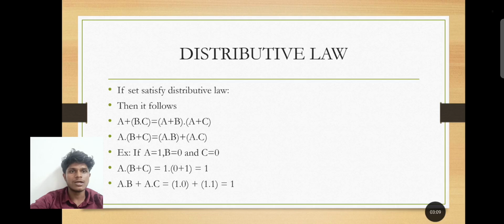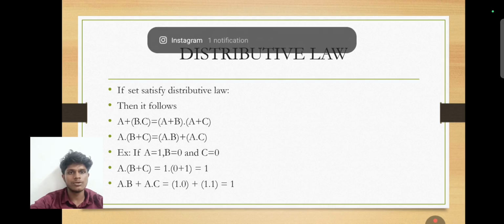In Boolean algebra, the distributive law states that the AND and OR operations distribute over each other. If a set satisfies the distributive law, then it follows a plus (b into c) equals (a plus b) into (a plus c), and a into (b plus c) equals a into b plus a into c.